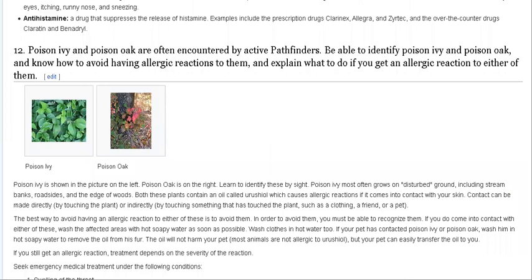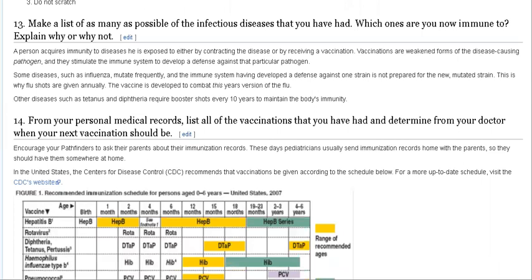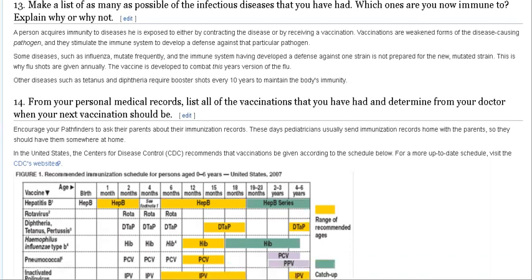So number 12. Poison ivy and poison oak are encountered by active Pathfinders. Be able to identify them, though that is useless to us in the Caribbean. Make a list of as many infectious diseases as possible that you have had. Which ones are you now immune to? A common example is chickenpox. I've never had chickenpox, but my parents have, and I want to go through my entire life without having it. But it's one of those things where once you get it, you can't get it again. That's a good example of your body learning to fight it off. Okay?